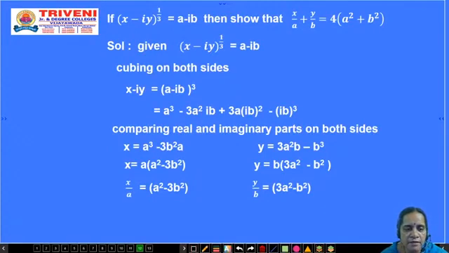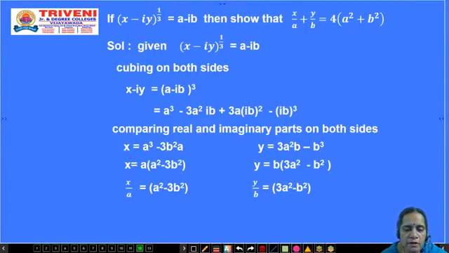If (x minus iy) whole power 1 by 3 is equal to a minus ib, then show that the value of x by a plus y by b is equal to 4 into (a square minus b square). In the hypothesis, we have x minus iy whole power 1 by 3 is equal to a minus ib. Since the whole power 1 by 3 is there, we are going to cube on both sides. What is the value of a minus ib cubed here?